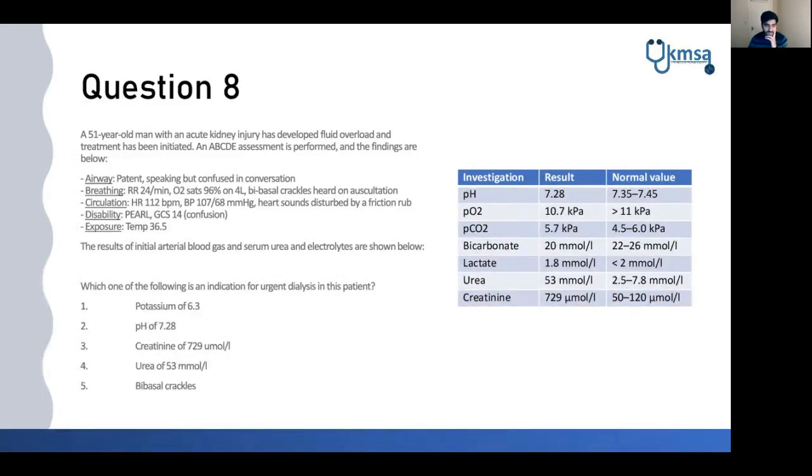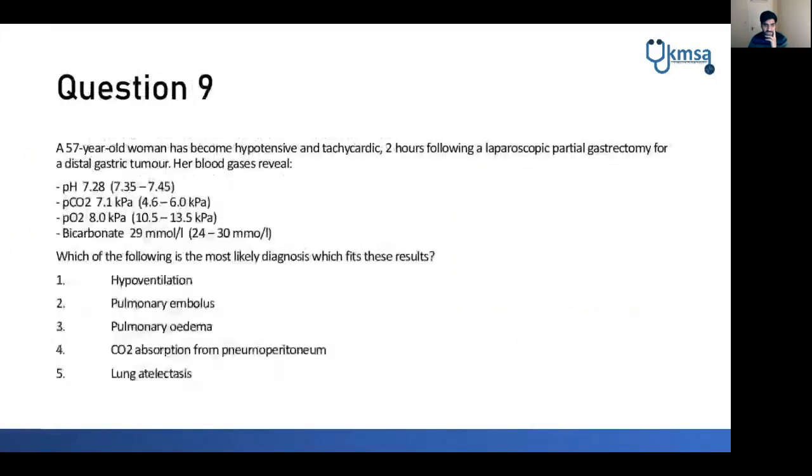So the definite indication, other maybe relative, the definite indication is urea with symptoms. So you remember that uremia with complications like encephalopathy, which he has, and a uremic pericarditis, which it sounds like he has, is a definite indication for dialysis. And let's finish off here with the last one.